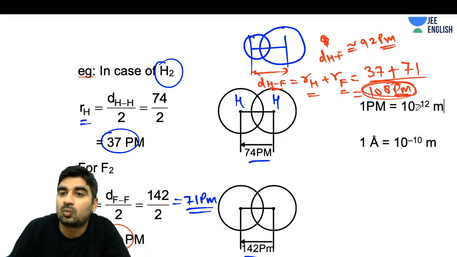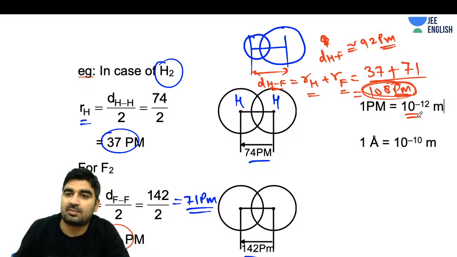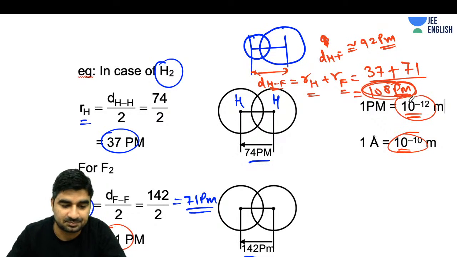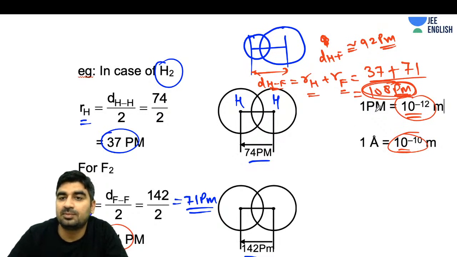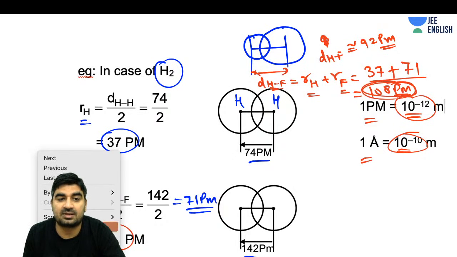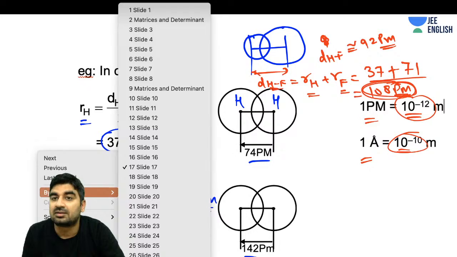And you know that 1 picometer is 10 raised to the power minus 12 meter, and 1 angstrom is 10 raised to the power minus 10 meter. Got it? So always remember this thing, guys: 1 picometer and 1 angstrom. So the problem is, it should be, as per our expectations, 108.